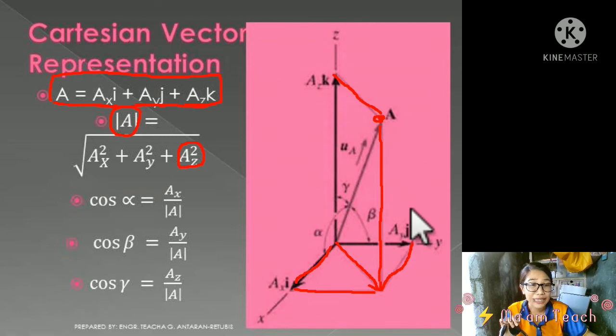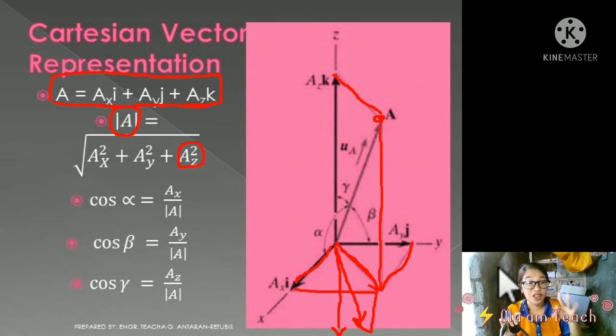But if it is downwards, class, if your z component is downwards, let's say your z component is right here, then you have to bring this arrow down here, which will become like this. So your vector A will be like this. So you have to intersect the three components.